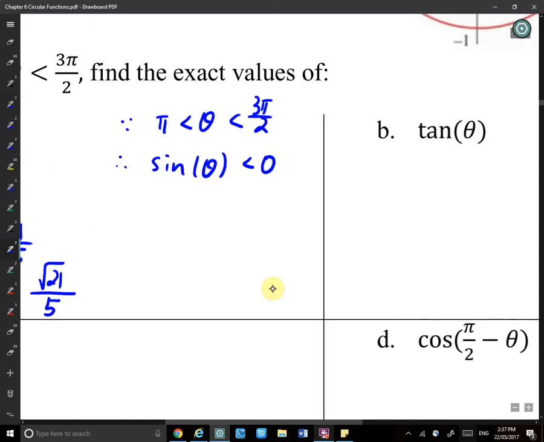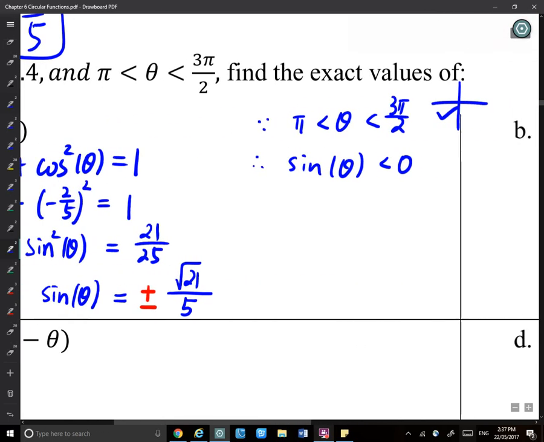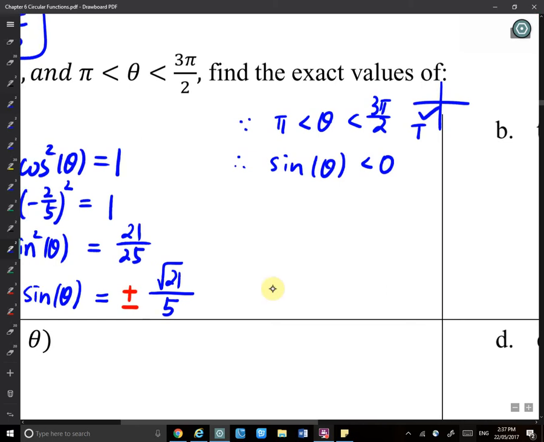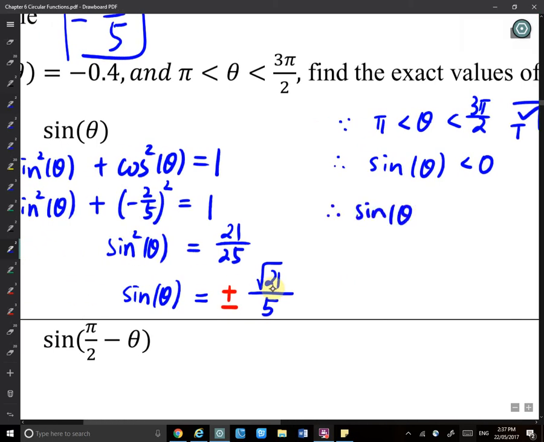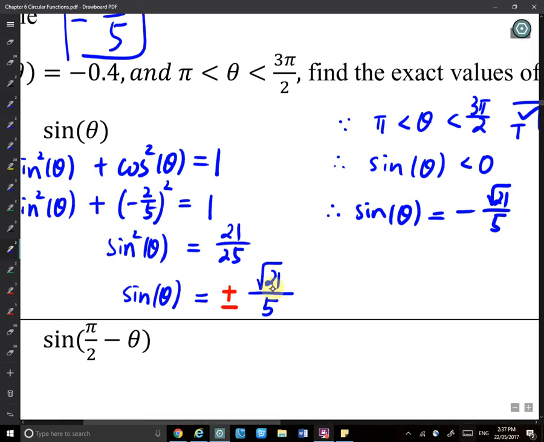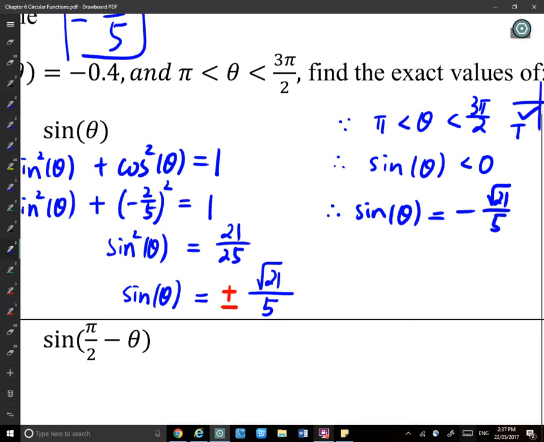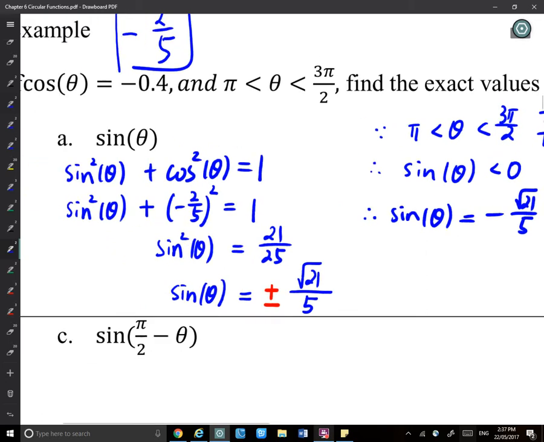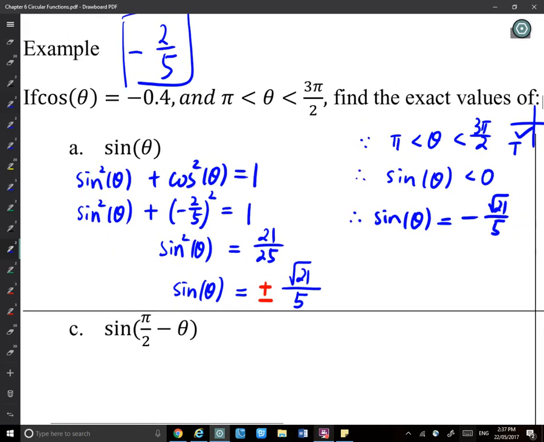That's in the third quadrant. In the third quadrant, you will have negative values for sine. So therefore, sine theta equals negative root 21 over 5. You can't directly write negative root 21 over 5 at the last step. You need to have plus minus first, and then talk about the angle, and then choose the value you want. That's the way you need to write your answer.